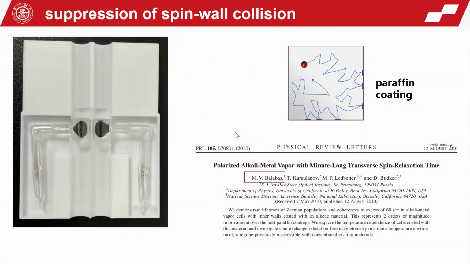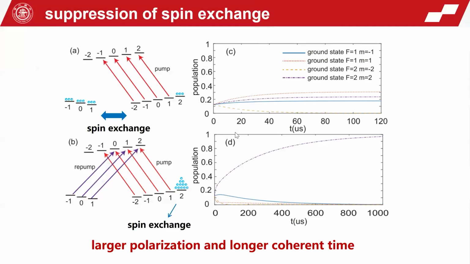So we are using paraffin coated cells to suppress the spin wall collision. These cells are made by Misha, and they are very nice cells, and usually the T2 can reach over 10 milliseconds. And then we also want to suppress the spin exchange.